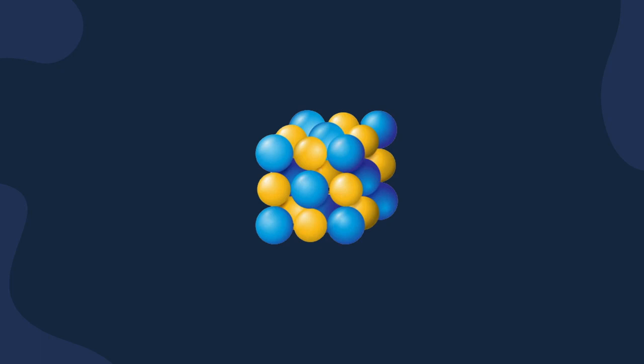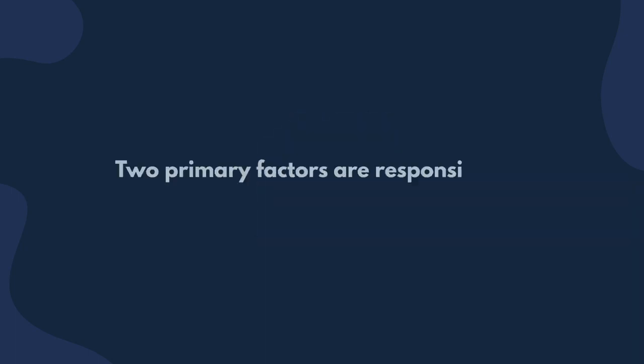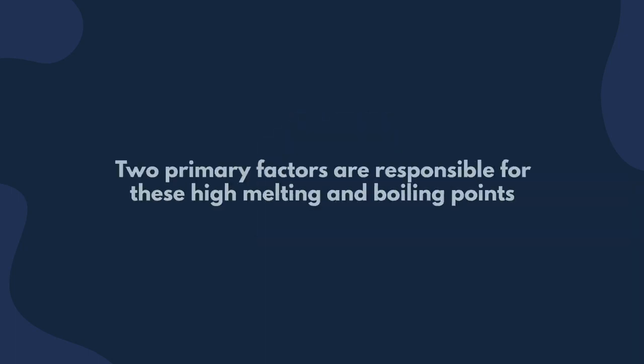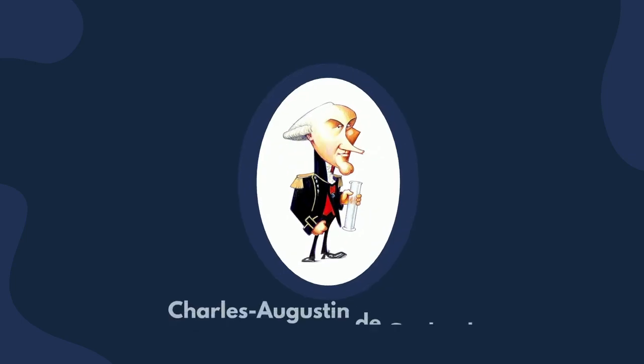Sodium chloride exhibits very strong electrostatic forces between its ions, which accounts for why it is solid at room temperature and has very high melting and boiling points. This is also the case for most other ionic solids, and two primary factors are responsible for these high melting and boiling points, which is explained by Coulomb's law.